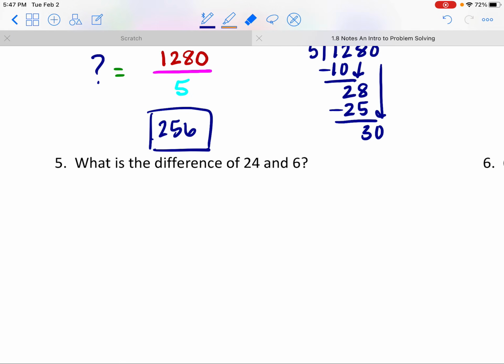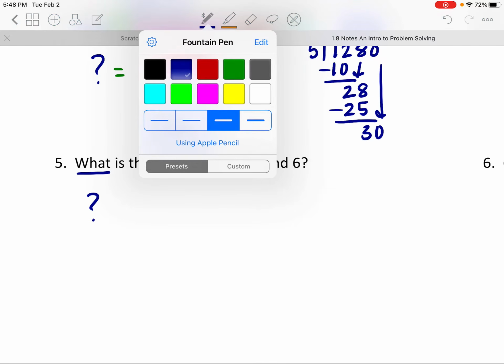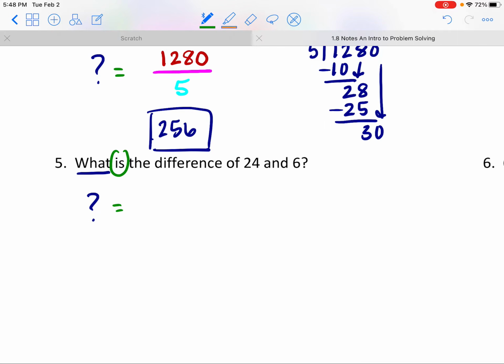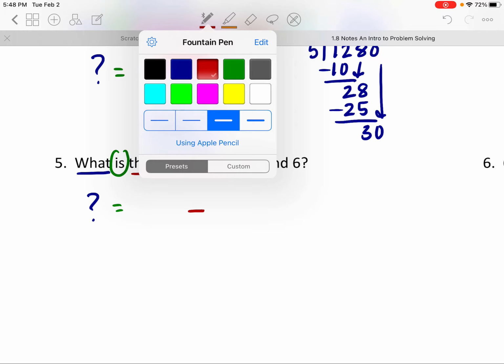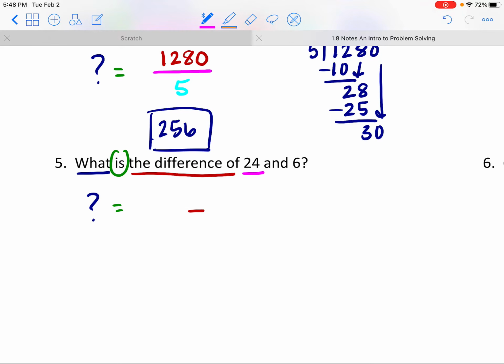Okay, how about this one? What is our question? What is, that's our equal sign, the difference of. The difference of means we need to subtract two things. And we're going to be subtracting 24 and 6.